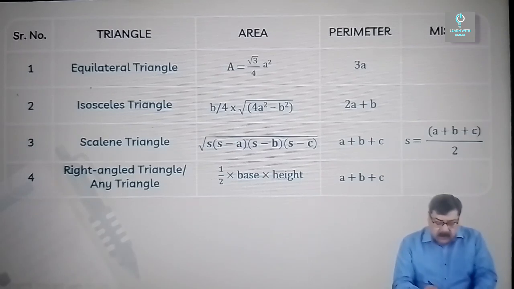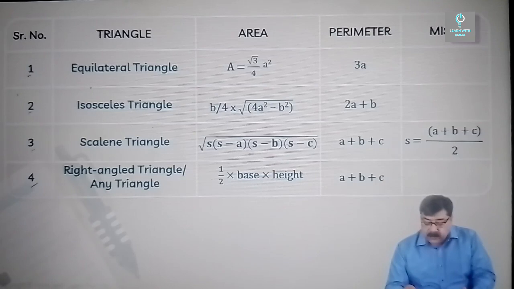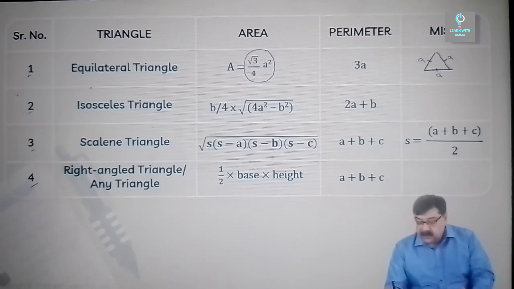Now let's have a look at the table here. In this table, you're given all the four triangles. Their areas are specified. Kindly know that the area for an equilateral triangle is root 3 by 4 into A square. The perimeter anyhow is 3A, because an equilateral triangle will have three sides measuring the same, that is A. So A plus A plus A becomes 3A.